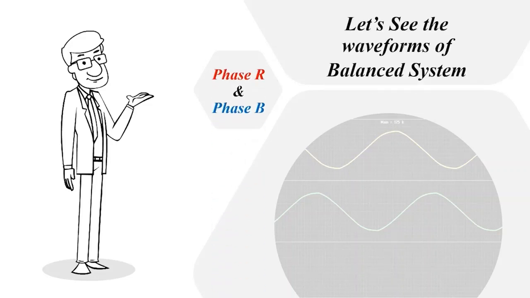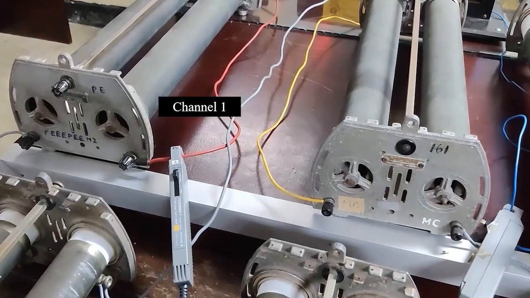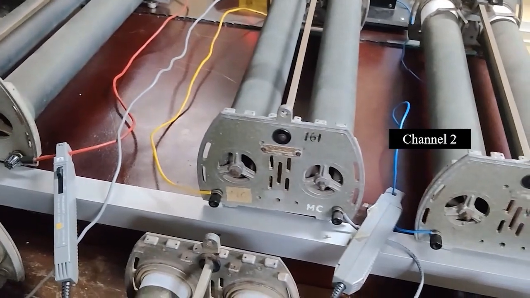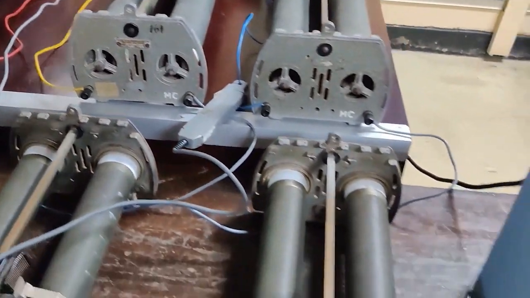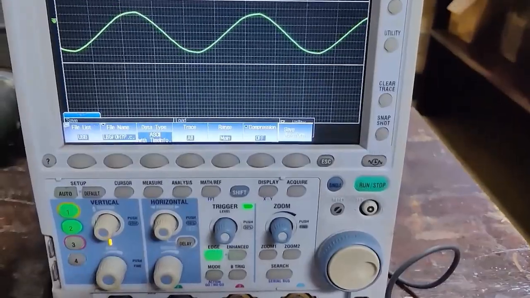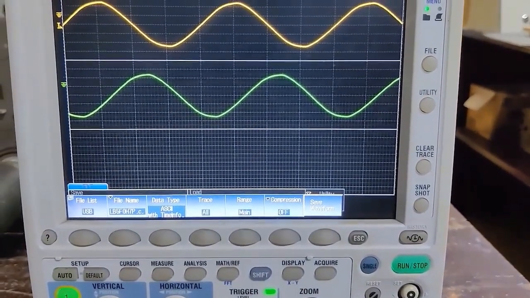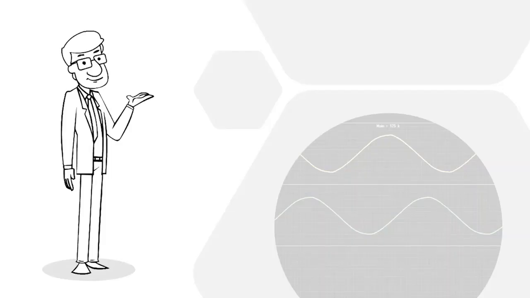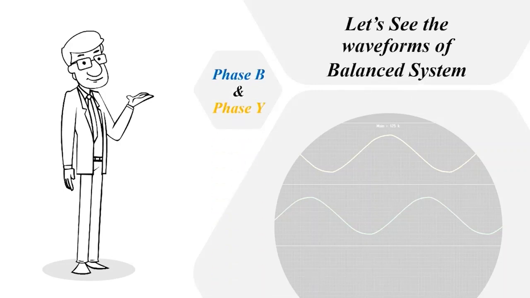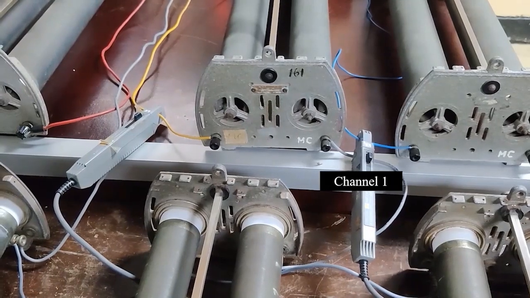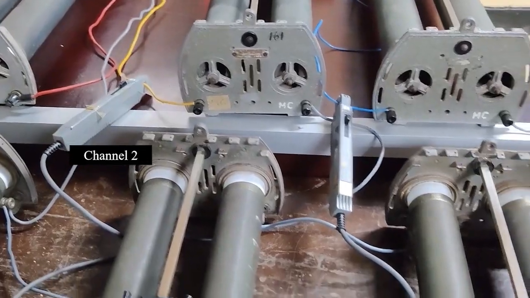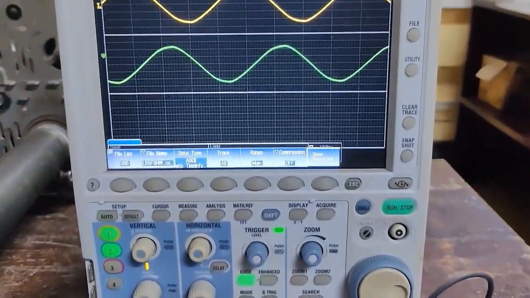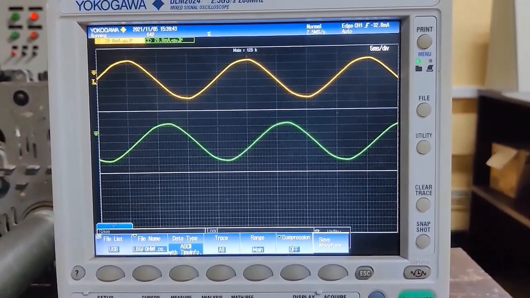Let's see the phase R and B current waveforms. Channel 1 is connected to phase R and channel 2 is connected to phase B. Observe the two waveforms and sketch them in the 2B grid in the observations. Then phase B and phase Y current waveforms. Channel 1 is connected to phase B and channel 2 is connected to phase Y. Observe the two waveforms and sketch them in the 2C grid.